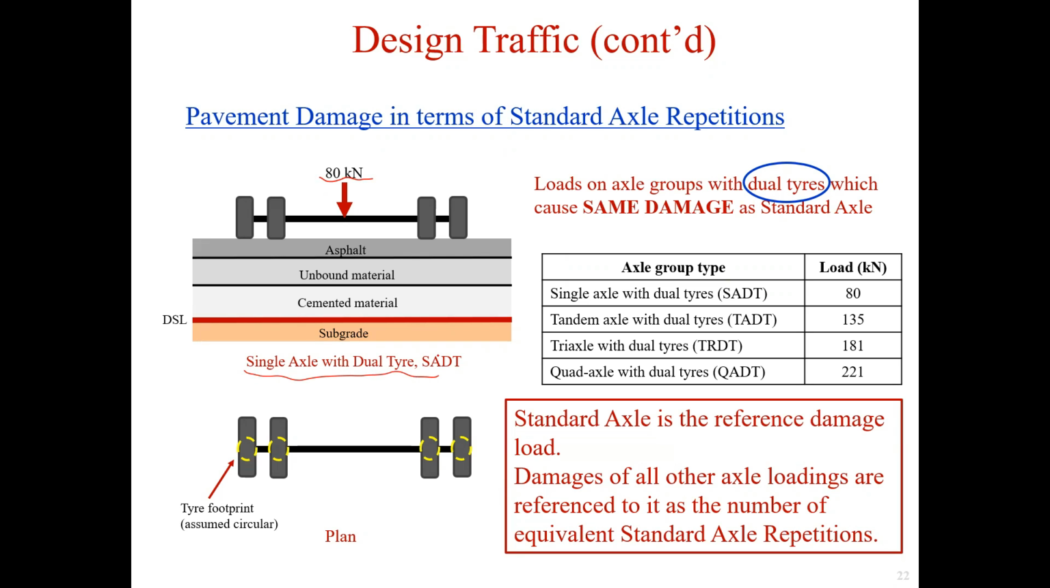So loads on different axle configurations with dual tires that cause the same amount of damage as the standard axle are contained in the table on the right. So for example, 181 kilonewton on a triaxle with dual tires causes the same rutting damage as 80 kilonewton on our single standard axle. So designs are based on equivalent number of standard axles. Damages of all other axle loadings are referenced to it as the number of equivalent standard axle repetitions.